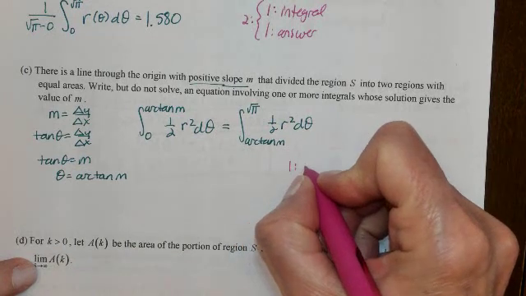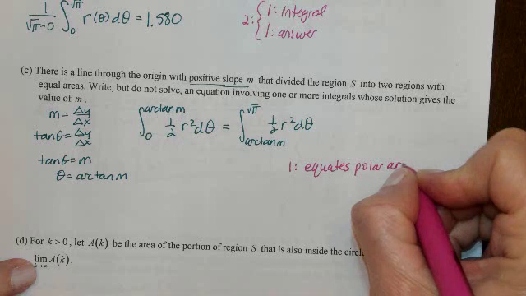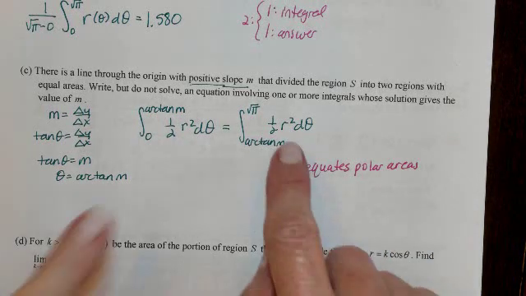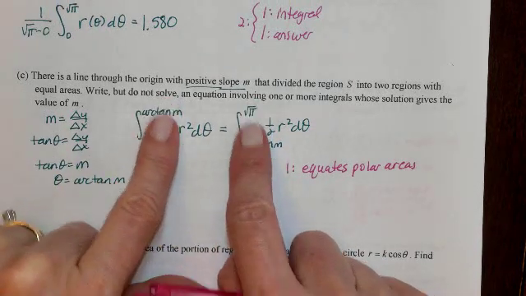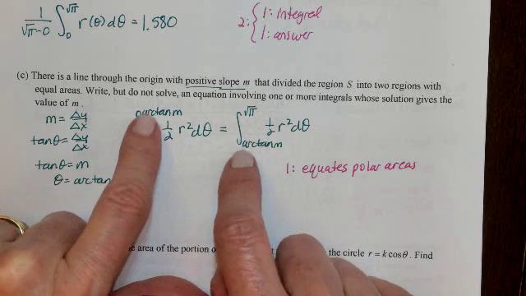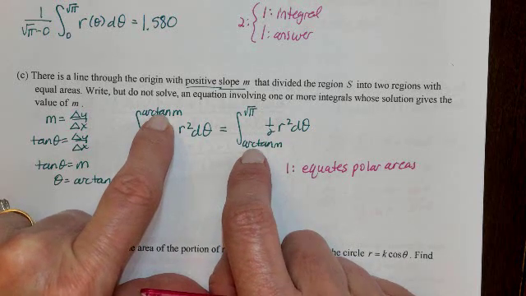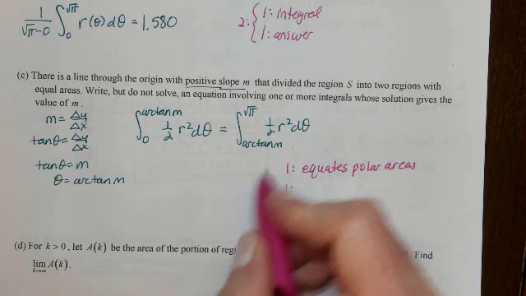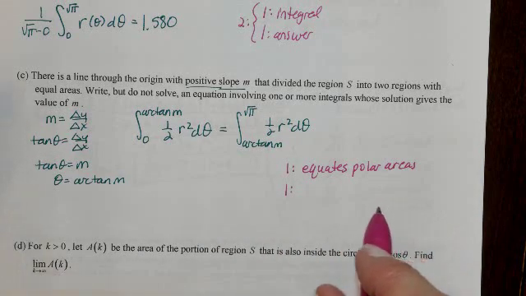1 point for what they say equates polar areas. 1 point for equates polar areas. So to me that means the integrands, disregarding the boundaries, even if you didn't get this right, maybe you put an m there or something else, does the equation make sense? Is the equation part right? I'm thinking they should have been able to do that. You guys should have been able to do that.